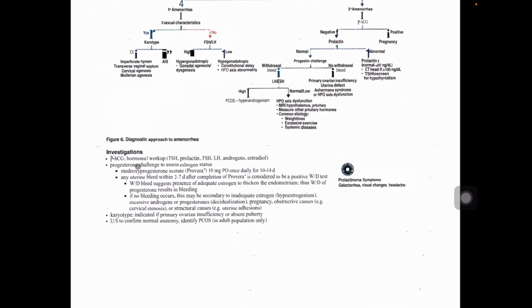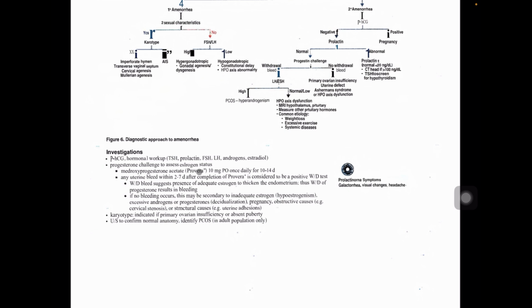Now, what are the investigations? We have already done the one on the top, so it's going to be easy. We do beta HCG for secondary amenorrhea, then the hormonal workup. We check thyroid along with prolactin, and then we also check FSH and LH to rule out PCOS. We check androgen to rule out androgen insensitivity syndrome. We check estradiol as well. Progesterone challenge test to assess estrogen status.